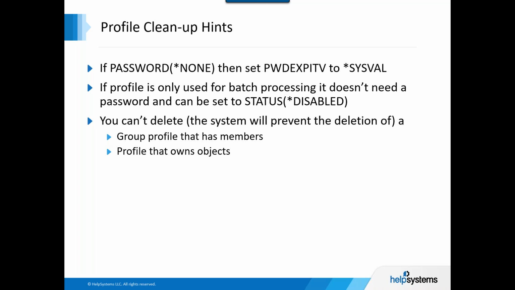All right. If a profile is used for batch processing, it doesn't need to be a status of enabled. You can actually set that to be disabled. And again, that protects it one more layer. Also, I think a lot of people are afraid to delete profiles because they think they're going to orphan things. So you cannot delete a profile that owns objects. You're not going to orphan objects or let them not have an owner. That can't happen. And the other thing is that you can't delete a group profile that has members. So don't worry about orphaning either objects or group members.